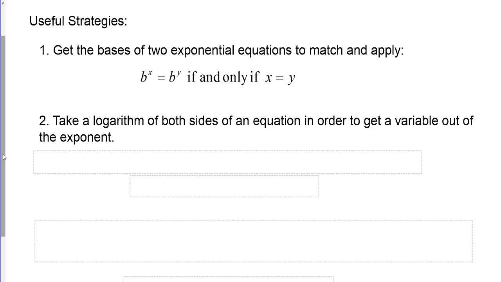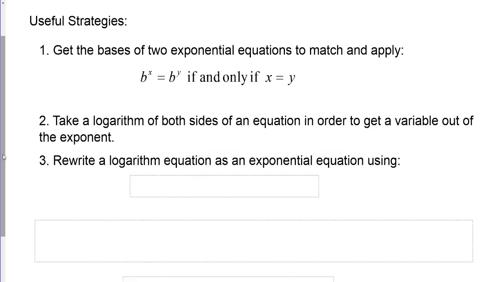So that is one very good way of solving exponentials. Another good way is to take a logarithm of both sides of an equation in order to get a variable out of the exponent. This would be a more advanced situation where you aren't able to get the bases to be the same, for instance. And then taking the logarithm of both sides can be helpful.